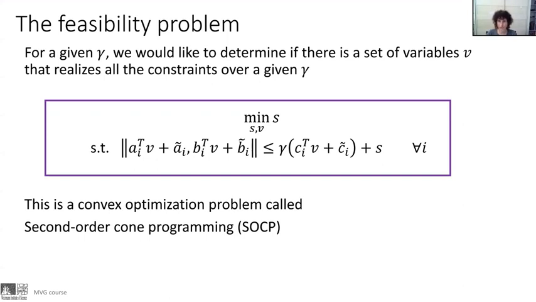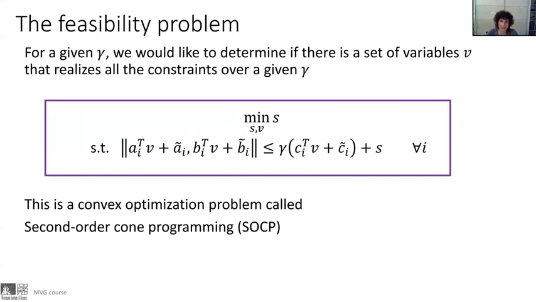Anyway, this is already for a fixed gamma. This is a convex optimization problem because all of these constraints are convex, and this is an objective which is linear, so it's also convex. So you can just take any optimization toolbox and use it immediately by this formulation. The formulation is called second order cone programming, or SOCP.